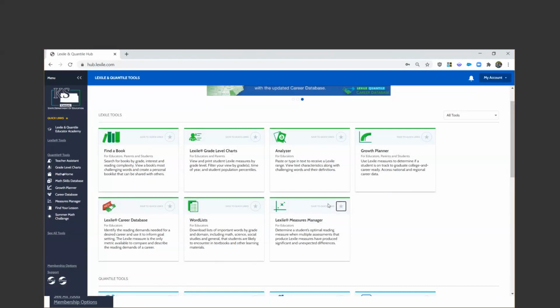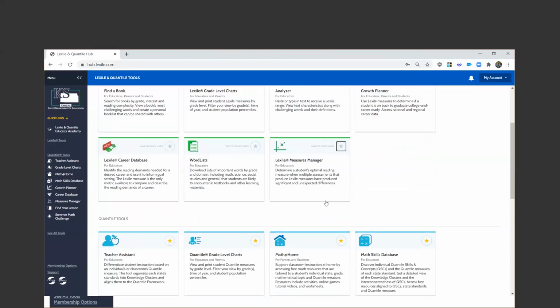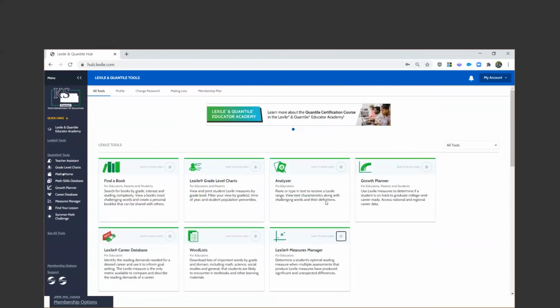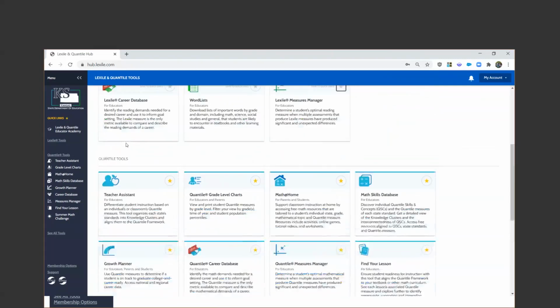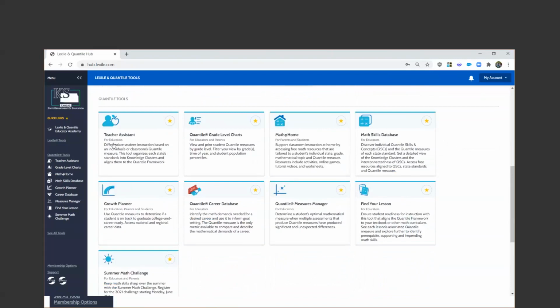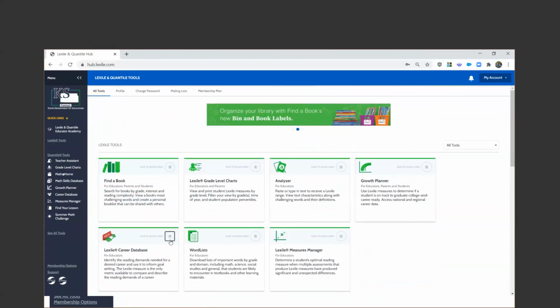And we did this very purposefully because we know every educator has different needs and different tools speak to different educators. So for example, if I am a high school mathematics teacher, I may think that all of these various Lexile tools are wonderful in their own right, but they don't directly speak to the work that I have to do as a mathematics teacher. So in this way, you can click on those gold stars and you can actually customize your view and your experience in the hub. So if you are that high school math teacher and you only want to focus on the Quantile tools, you can tell the Lexile and Quantile Hub that that's your preference, and it will limit the tools that you see. So the Lexile and Quantile Hub is customizable for each individual.